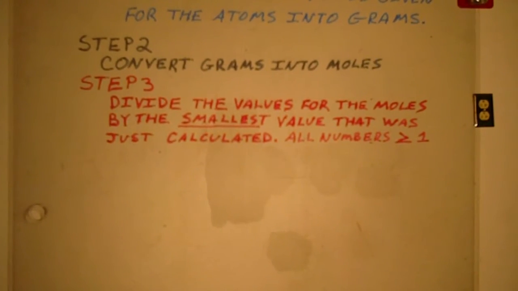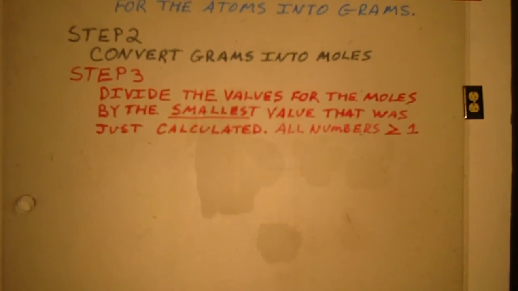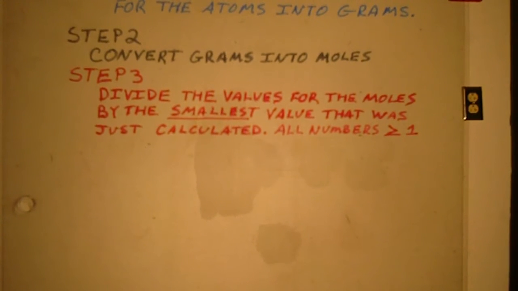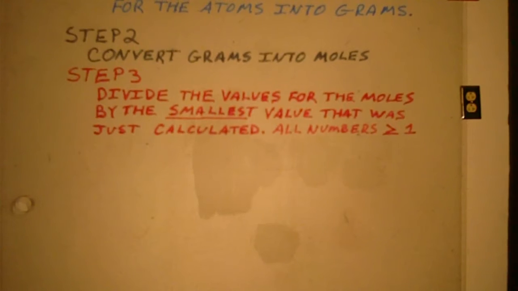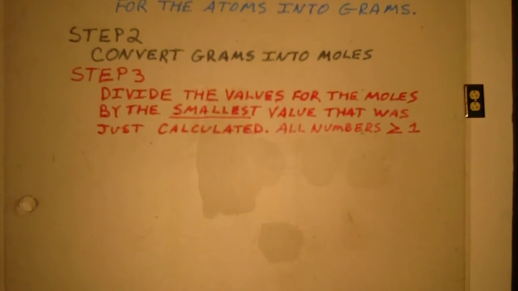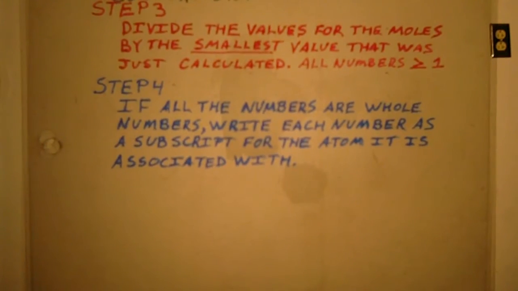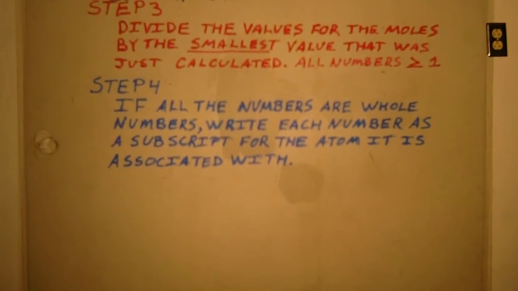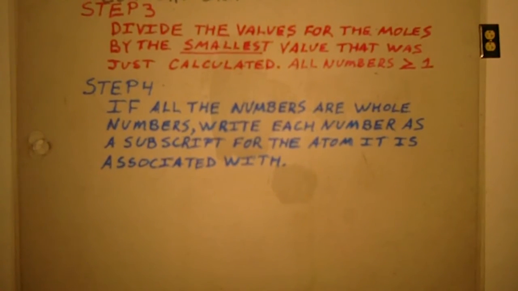Now that we have everything in moles, the next step, you're going to divide all the moles by the smallest value you just calculated. That's going to generate the number 1, obviously for the one that you divided by itself, and then a number larger than 1 for all the rest. Step 3, and actually the next several steps, we're going to show you a solved example coming up soon, but I just wanted to go through the steps.